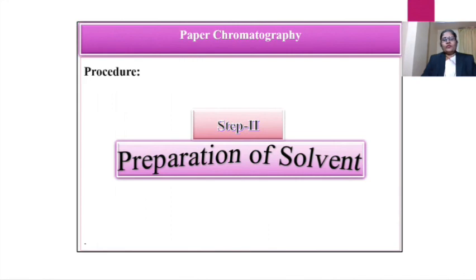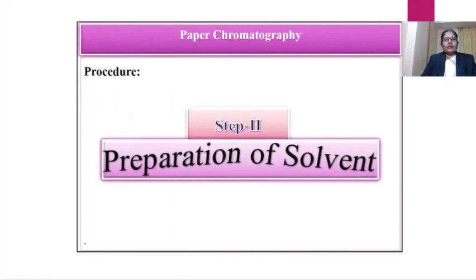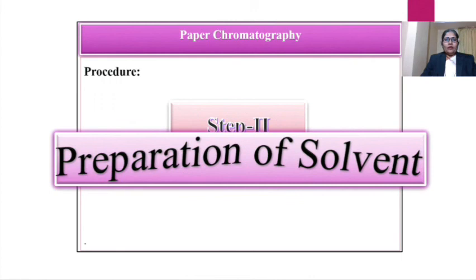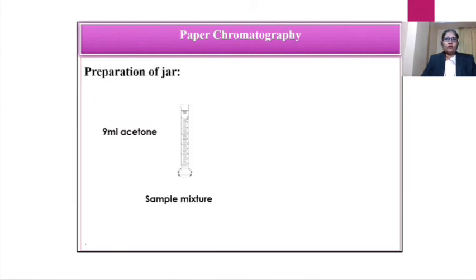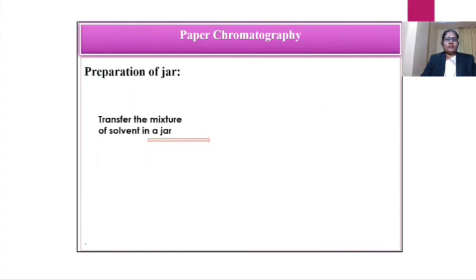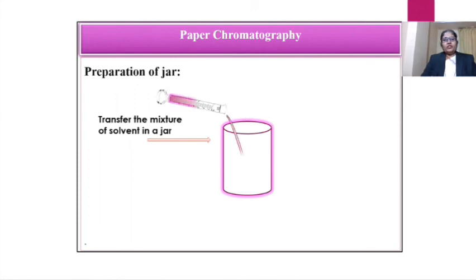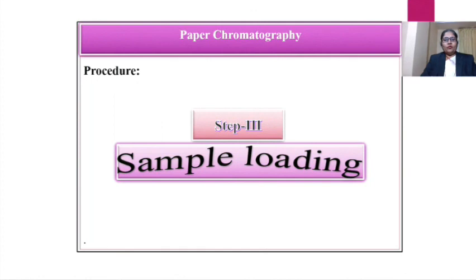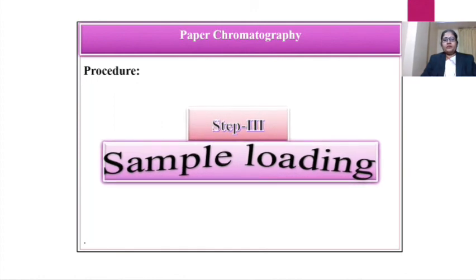Then step 2 is preparation of solvent. To prepare the solvent, we have to take 9 ml of acetone, 1 ml of 5 molar HCl and 1 ml water into a graduated measuring cylinder, and transfer this into a jar. Pour this solvent into the jar. Cover it with a lid. Thereafter, we have to load the sample. So step 3 is sample loading.